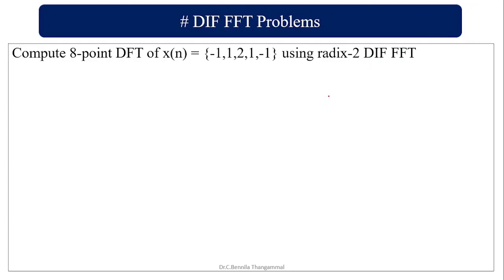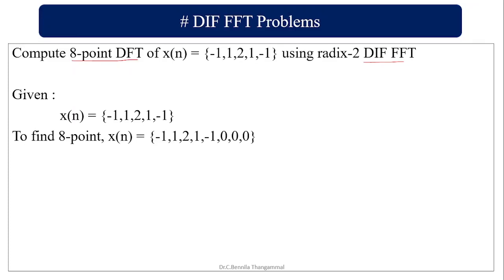algorithm. So here we are supposed to calculate 8-point DFT. So your input should have 8 samples here, but your input has only 5 samples. So 3 samples can be appended as zeros at the end. So your x of n becomes -1, 1, 2, 1, -1, 0, 0, 0.